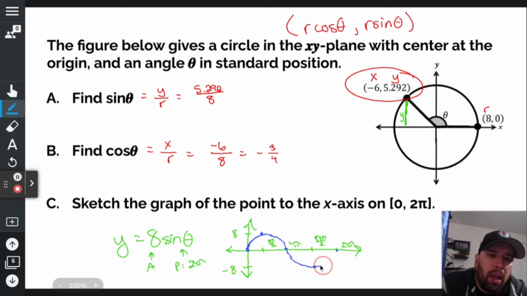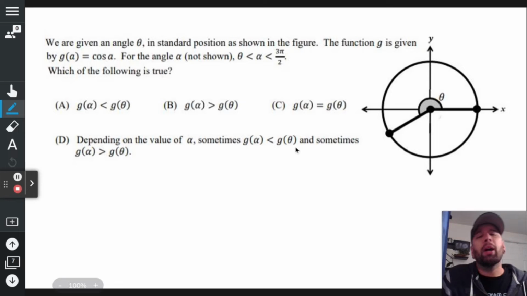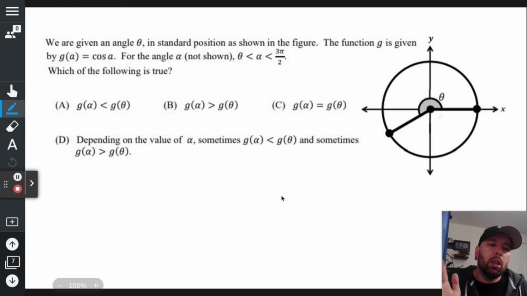And that is the graph of the point to the x-axis on 0 to pi. All right, so the problem before, I was all complainy about it, thinking that it was the awful problem. This is the problem that I hate. This is a very typical AP prep problem that you'll see. I've done a couple of them on my YouTube, and I don't like them at all ever. But let's go over it.